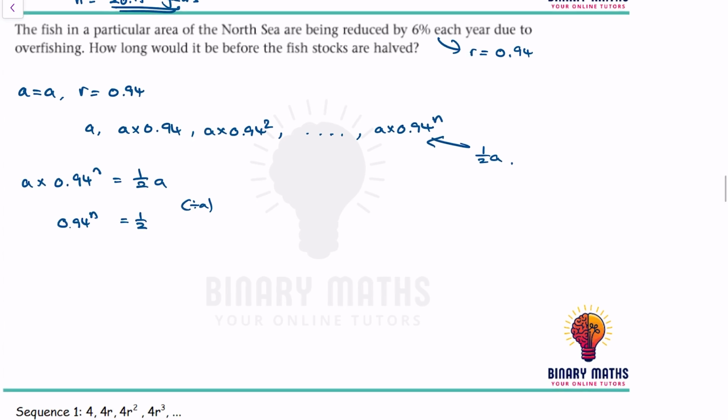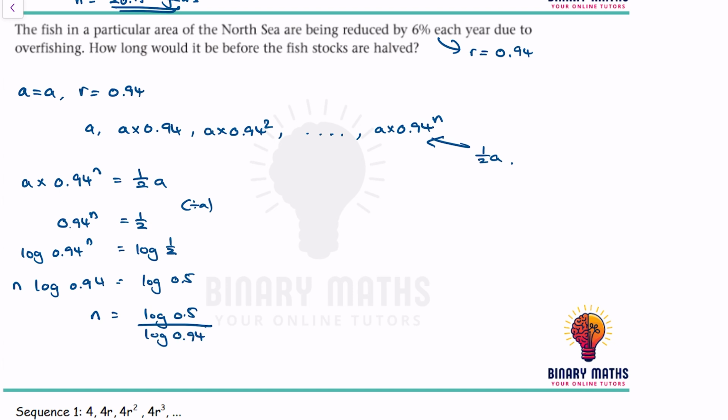If I take logs on both sides, I get log of 0.94 to the power of n is equal to log of half, which means n log of 0.94 is equal to log of half. If you want to write 0.5, you can do that. So n is equal to log of 0.5 over log of 0.94, which is 11.2023... So n is equal to 11.20. It was measured in years, so 11.20 years.